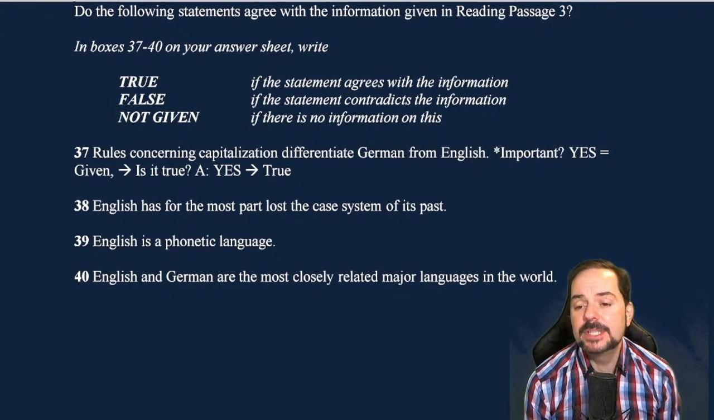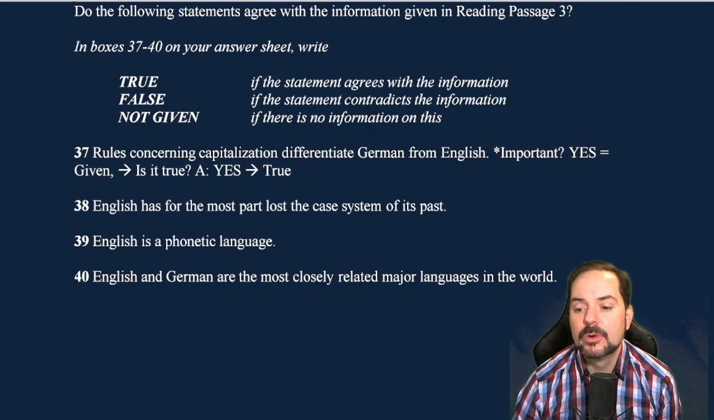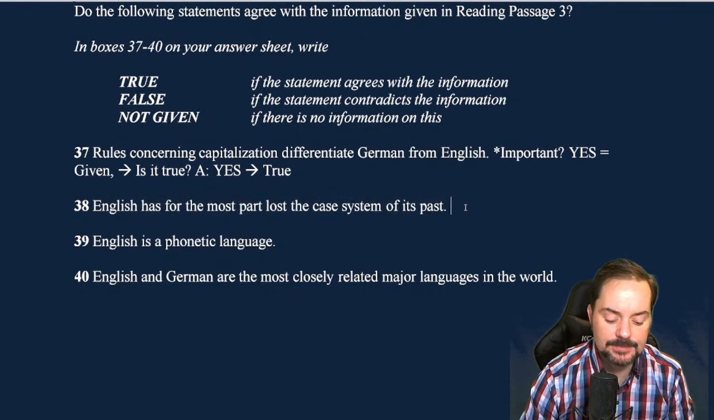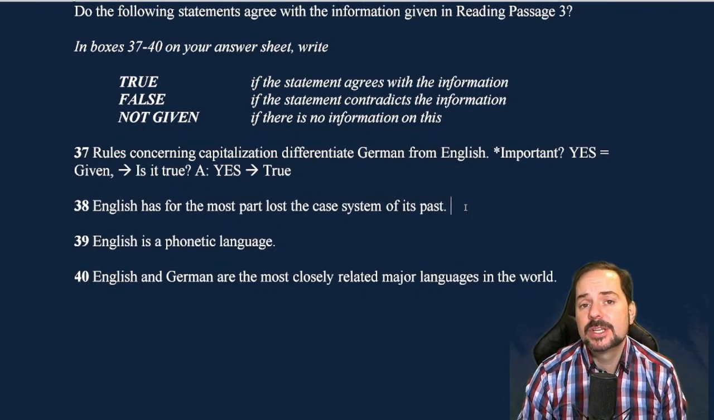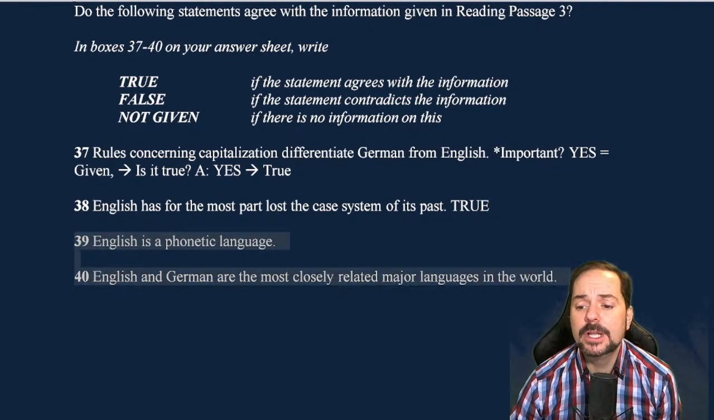Okay. Jabroni says it's true. English doesn't have that. It's not like German or French. And you're right, Jabroni. So it's important, it's given, and we know that it's true. English doesn't have that. So true. Okay. All right, I'll leave 39 and 40 to you.